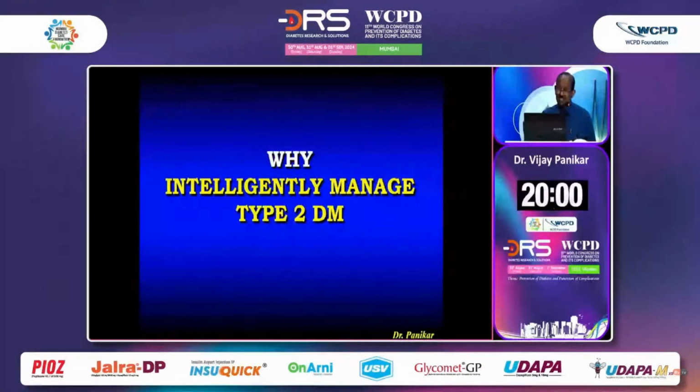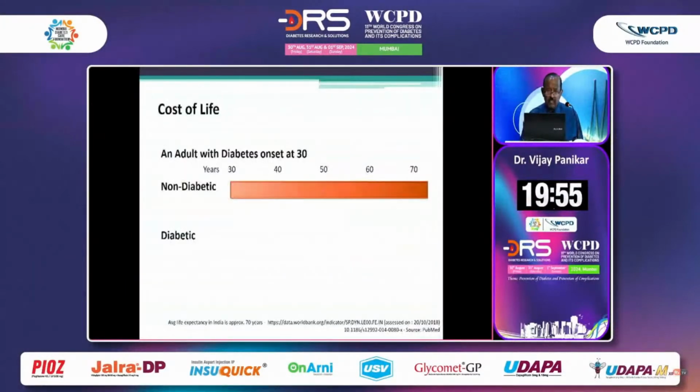Now the question is, why intelligently treat type 2 diabetes? This is an average Indian, 30-year-old. He's expected to live up to 75 years of age. But if that 30-year-old is a diabetic at the age of 30, he stands to lose 14.5 years of his life. And that is what we are looking at when we are treating type 2 diabetes, not just controlling his sugar.